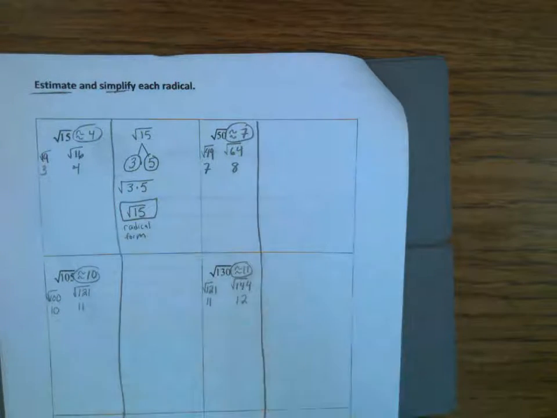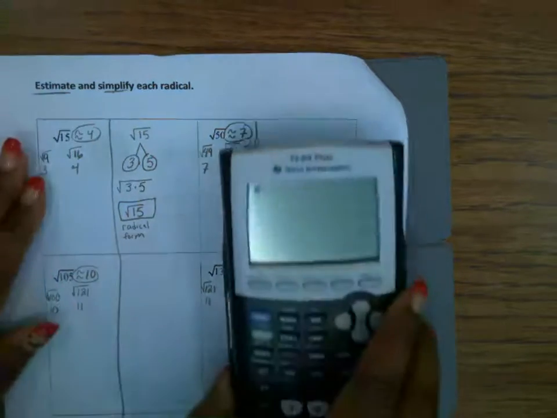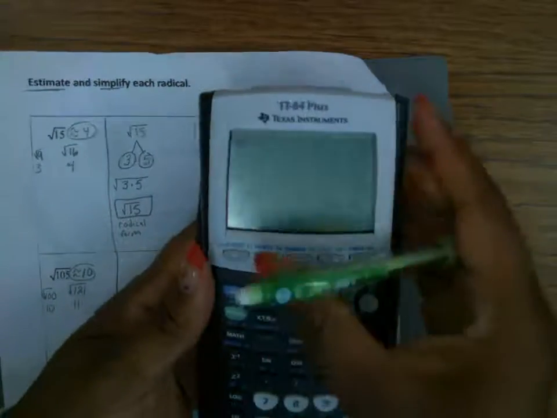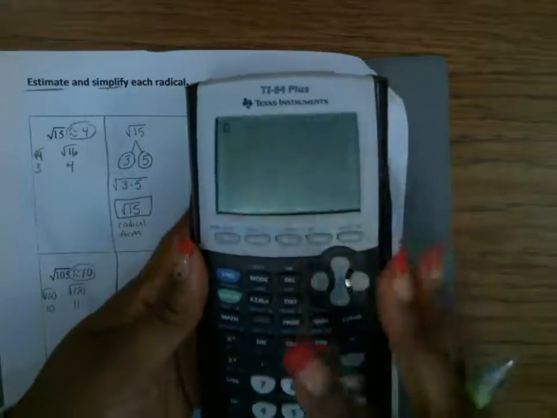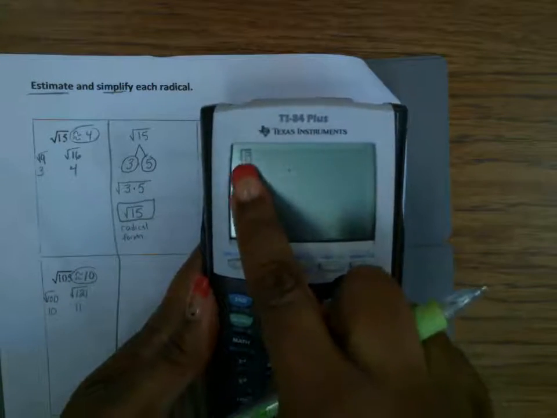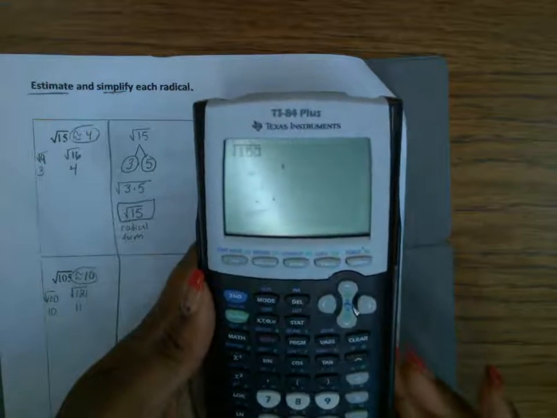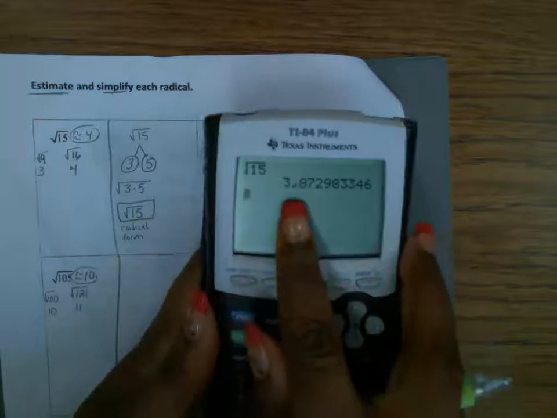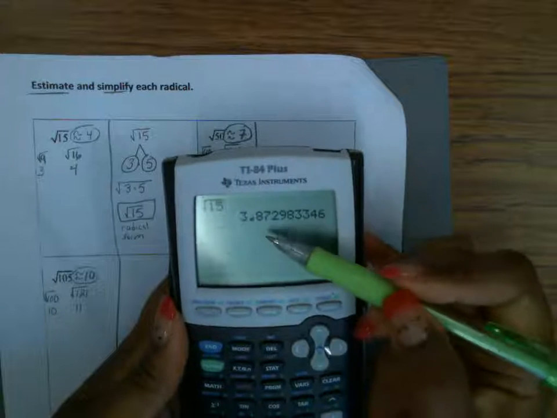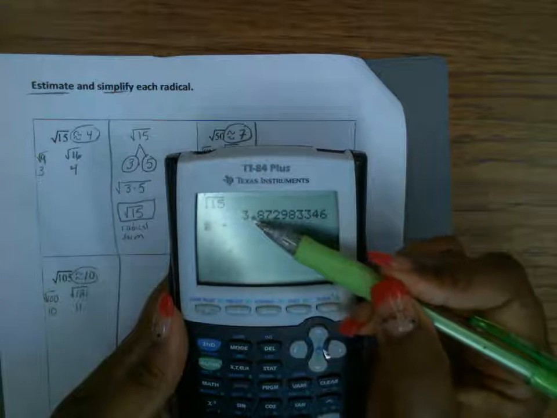To write the decimal form of the answer, you can use your calculator. Okay, so when you use your calculator to write the decimal form for the answer, you press the second button and go down to x squared, and you get square root, and you type in the number 15 and press enter. And that gives you, look at this, 3.87. Let's round to the nearest tenth place. So that's about 3.9.